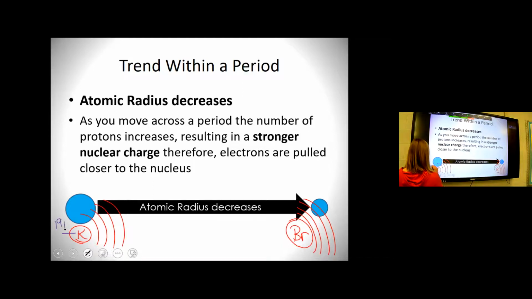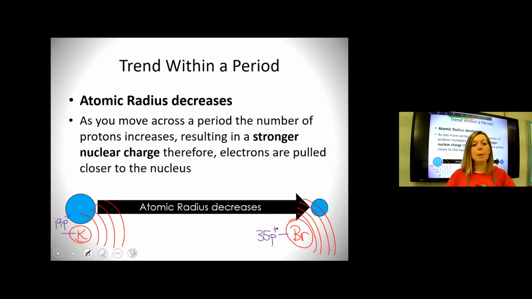Potassium has 19 protons. So 19 positive protons pulling in the negative electrons. Bromine has 35 positive protons pulling in the negative electrons. So bromine has a stronger nucleus, so it is better able to pull the electrons in. So it sucks the electrons in to make for a smaller atom.